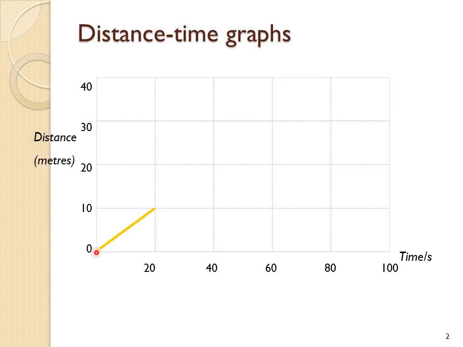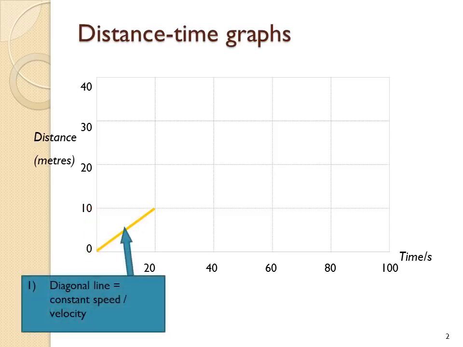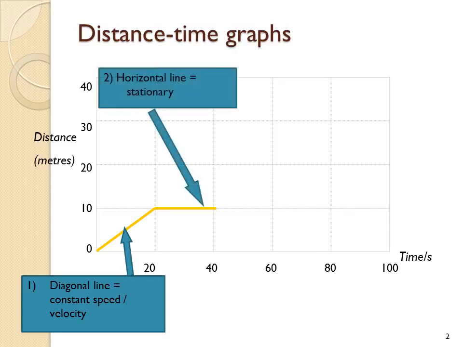This line starts at the origin at 0 meters and after 20 seconds has reached 10 meters away, and it does so at a steady rate. It therefore represents a constant speed or velocity. This line stays a fixed 10 meters away from the origin, so it represents a stationary object.